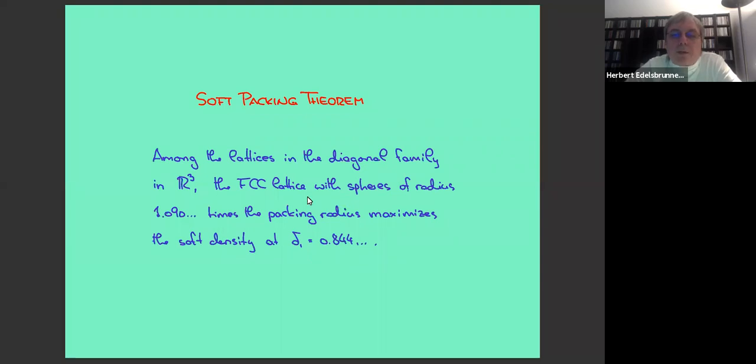And maybe as an aside, this soft density is obtained when the spheres are 1.09 times bigger than the spheres for packing. So the extra 0.09 tells you how much they overlap. And I think this 1.09, that's exactly 12/11.